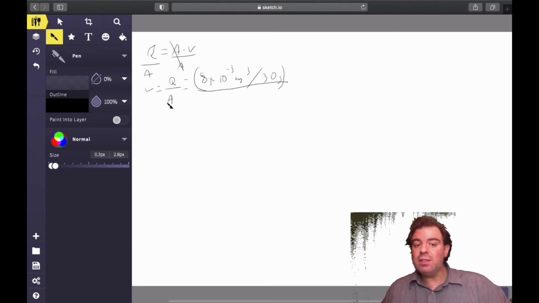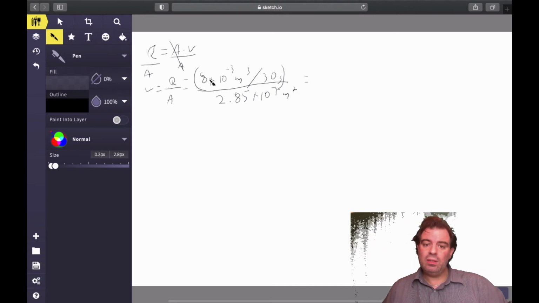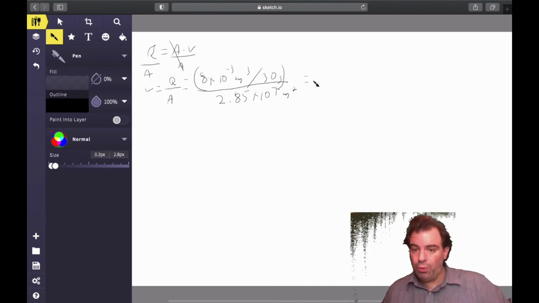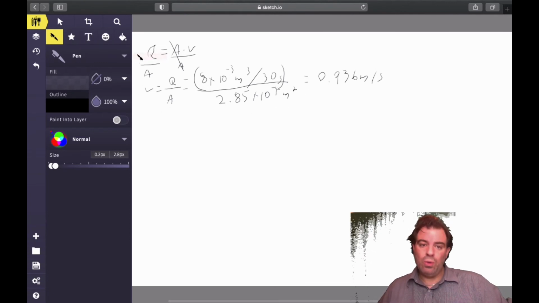And we divide this now by the area. The area was given to us as 2.85 times 10 to the negative 4 meters squared. So when we take this number, divide it by 30, and then divide it by 2.85 times 10 to the negative 4th, we see that the velocity at that point is going to be 0.936 meters per second. You can try it on your own and you can see it. So that is our answer for the first part, 0.936 meters per second.